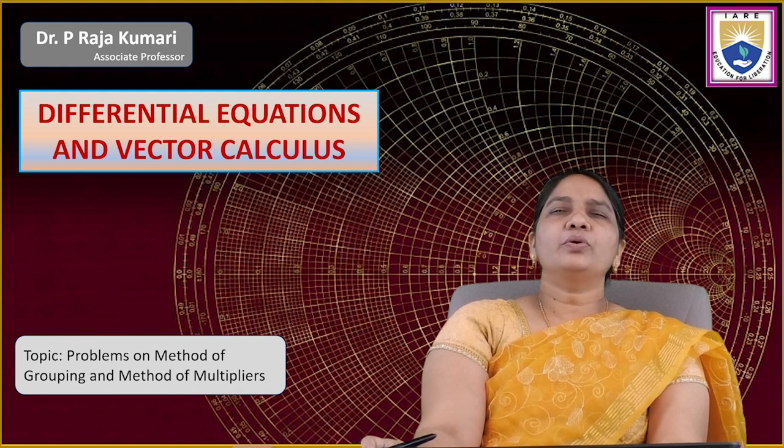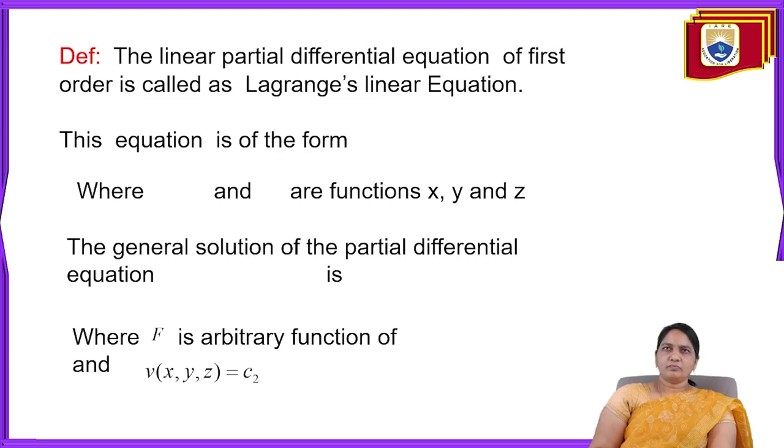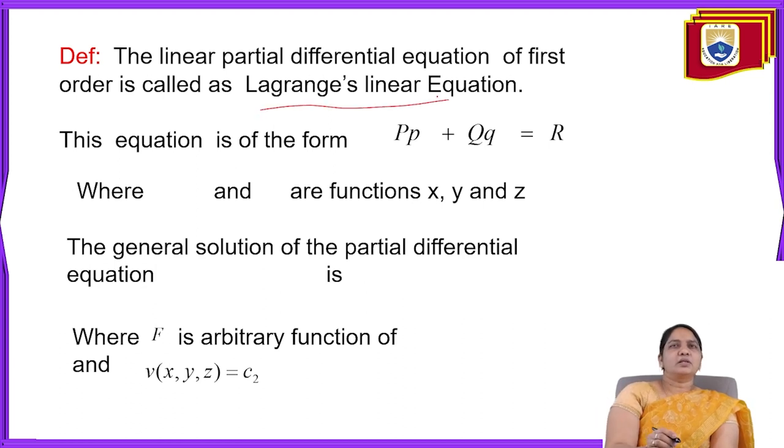Today, I am going to explain some of the problems on method of grouping and method of multipliers. So already we know what is the linear partial differential equation. The linear partial differential equation of first order is called Lagrange's linear equation. The equation in the form Pp plus Qq equal to R, where P, Q and R are functions of x and y.